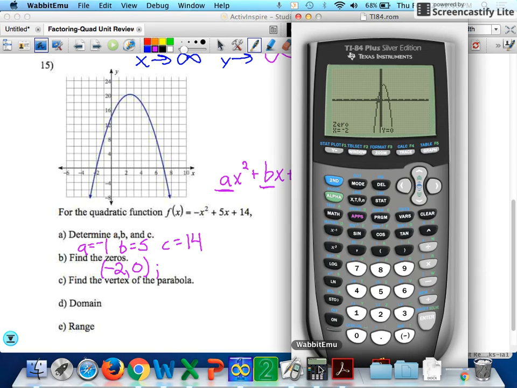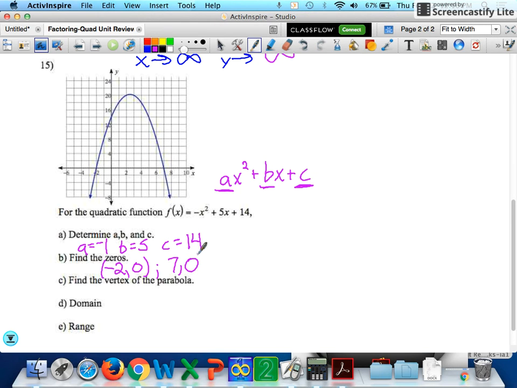But it wants both of them. So I calculate the second one by sandwiching it in. Go over here near it, sandwich it in on the left, sandwich it in on the right, and it was (7, 0). So they were what I thought they were, but I was just being cautious.